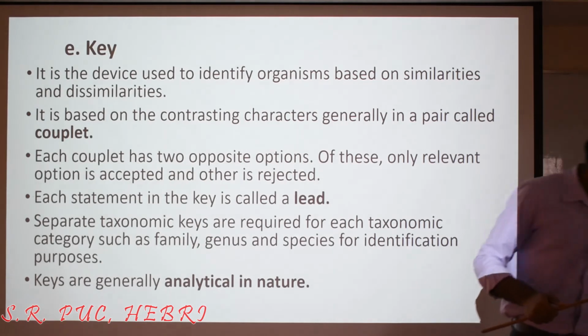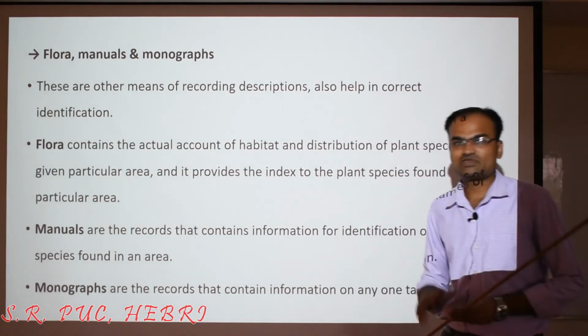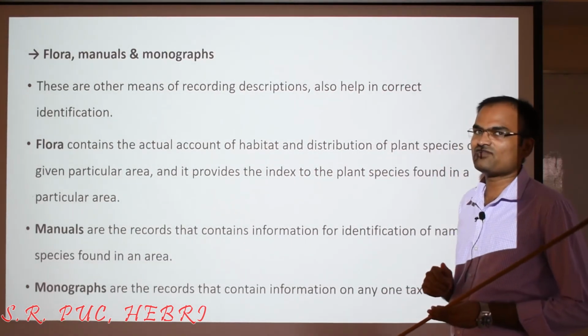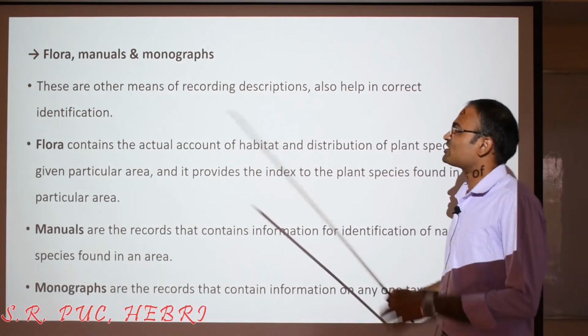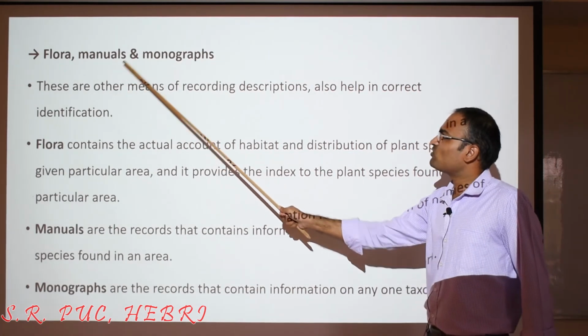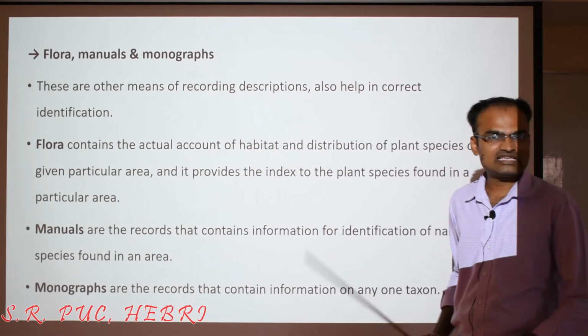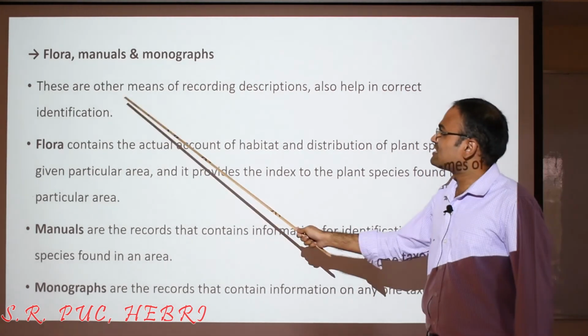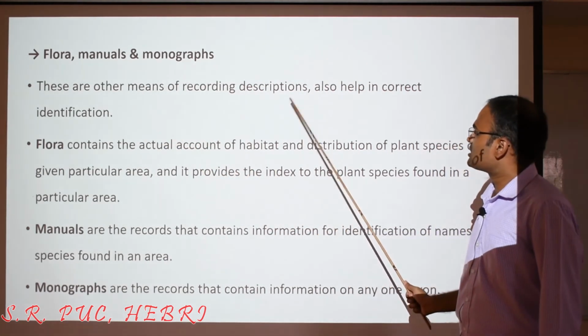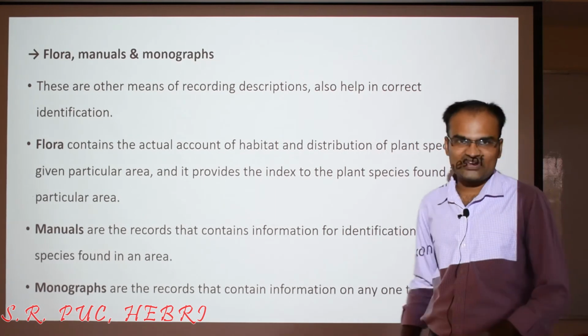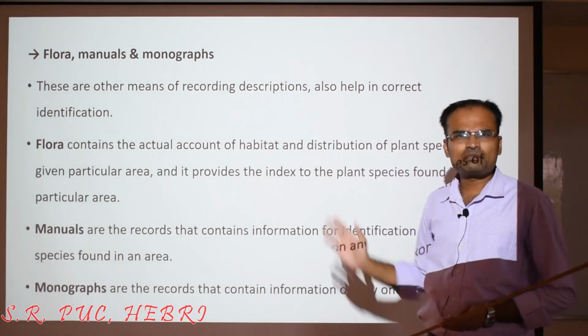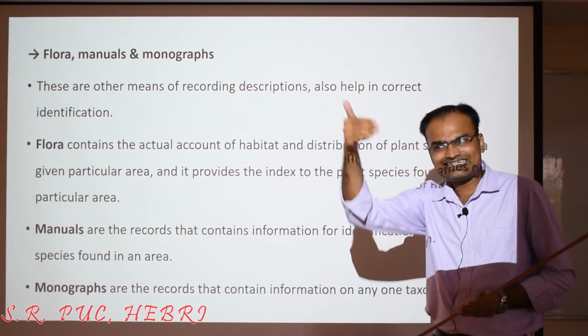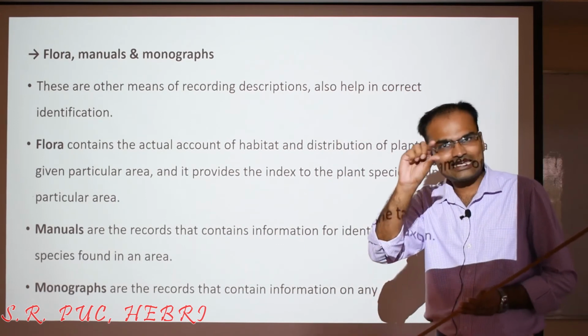So last one, some theoretical approaches are here. Some theoretical ones which are going to help the taxonomical study. Which are those? Flora, manuals and monographs. These are theoretical ones. These are the means of recording description, and they also help in correct identification. Recording description, we are going to record in a text form, like in a book.